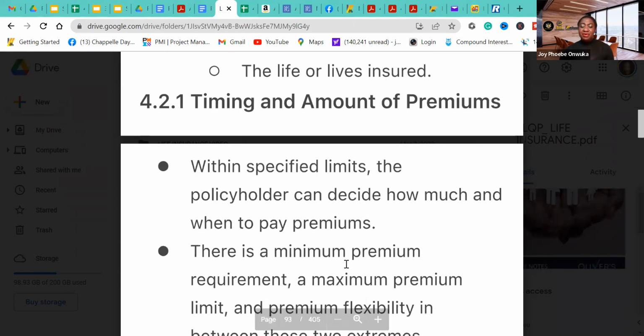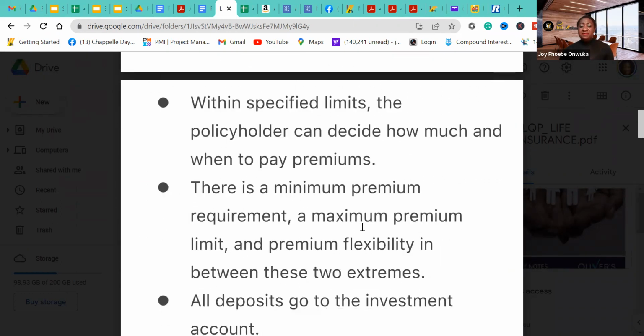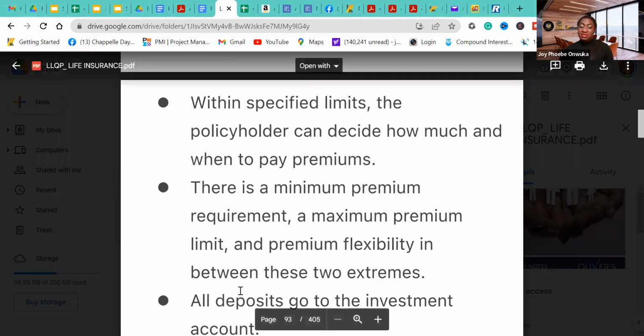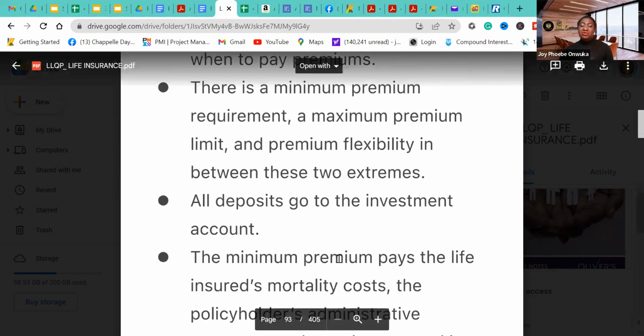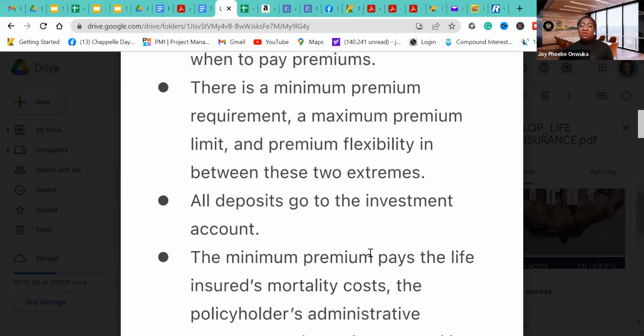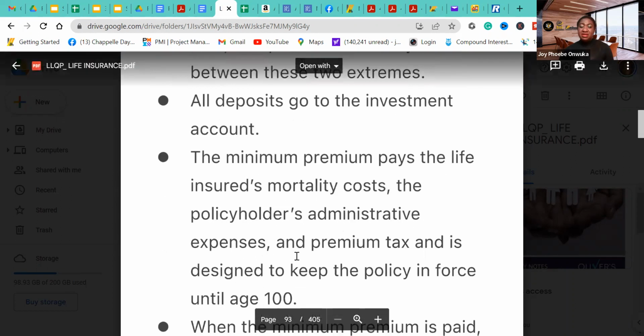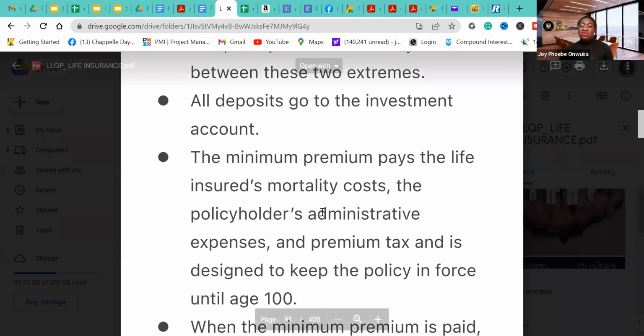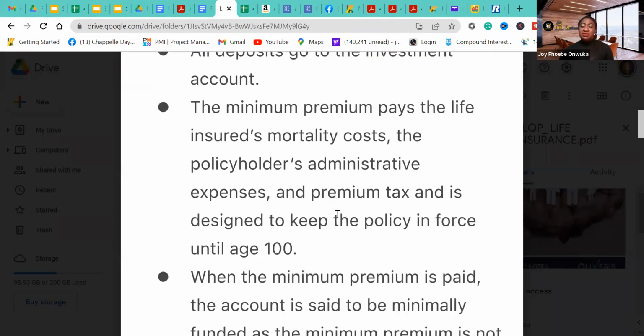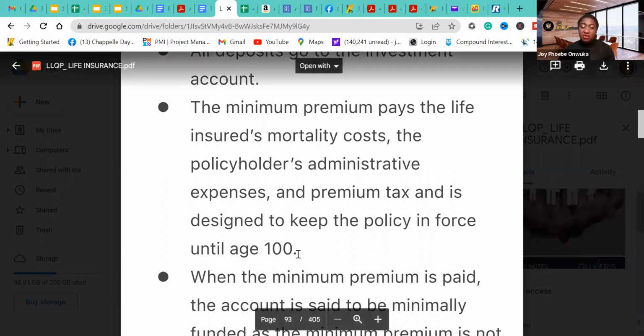Now, timing and amount of premium. Within a specified limit, the policyholder can decide how much and when to pay premium. There is a minimum premium requirement. There is also a maximum premium limit and premium flexibility in between these two extremes. All deposits go to the investment account. The minimum premium pays the life insured's mortality cost and the policyholder's administrative expenses and premium tax, and is designed to keep the policy in force until age 100.